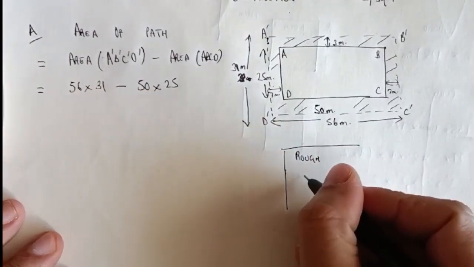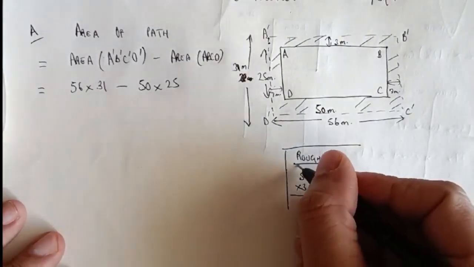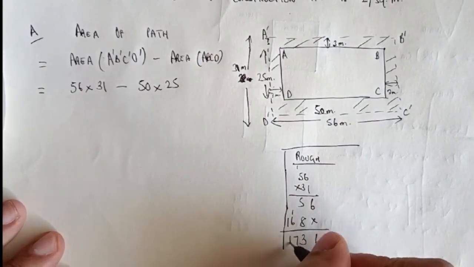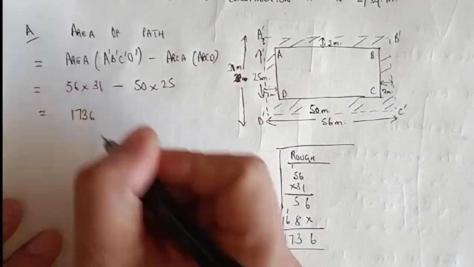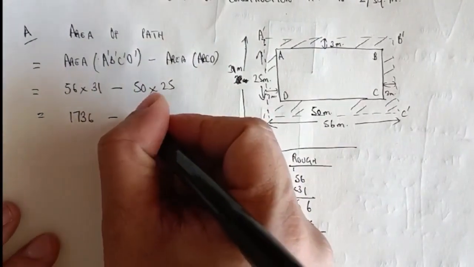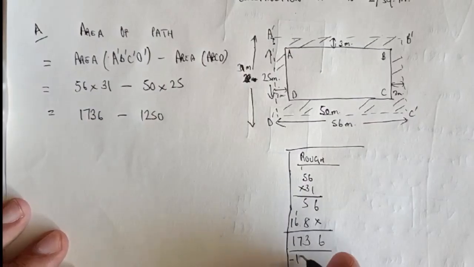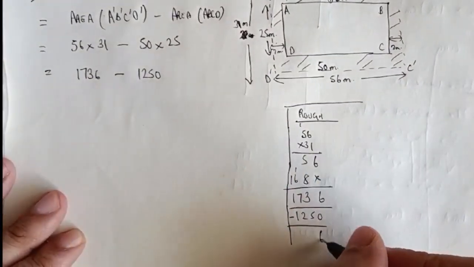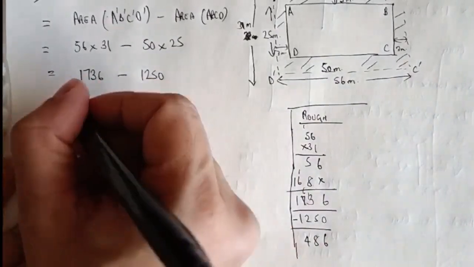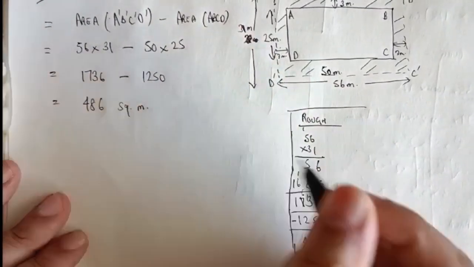Okay, so let's do some rough work here. So 56 into 31, what is this? 3 into 6 is 18, 3 into 5 is 15, plus 1 is 16. So 6, 13, 1, 7, 1. So it is 1736, minus 50 into 25, which is easy. 25 into 5 is 125, and just put a 0 after that. So this is 1736 minus 1250. What does that give us? That gives us 6. 13 minus 5 is 8. 6 minus 2 is 4, and this is 0. So this gives us 486 square meters, right? This is the area of the path.